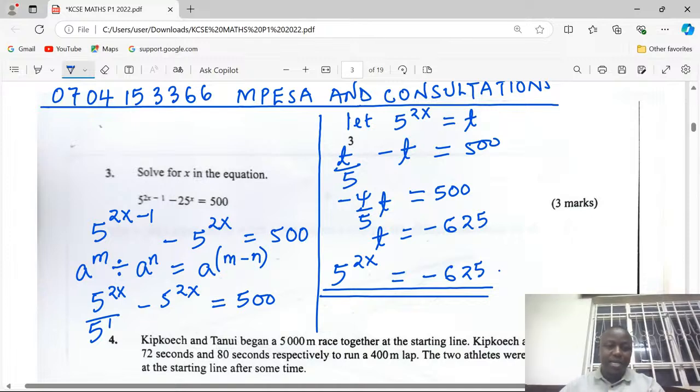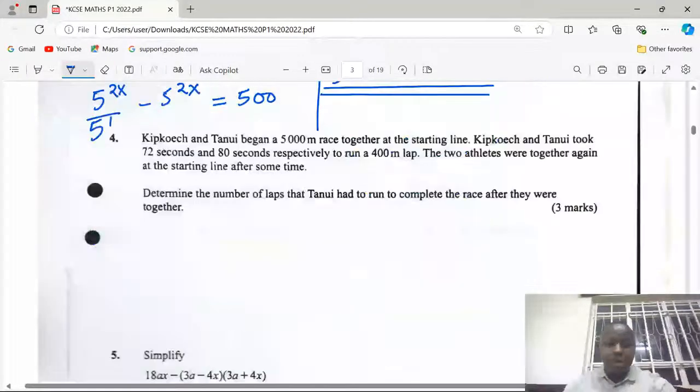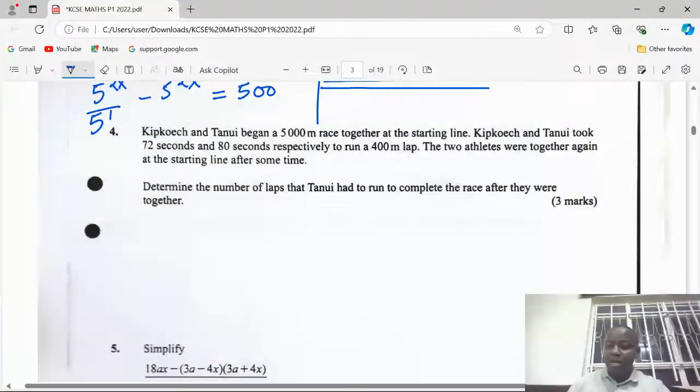Yes, we continue looking at number 4. We got a question here again. We are told that Kcse and Tanui began a 5,000 meters race together at the starting line. Kcse and Tanui took 72 seconds and 80 seconds respectively to run a 400-meter lap. The two athletes were together again at the starting line after some time. Determine the number of laps that Tanui had to run to complete the race after they were together.